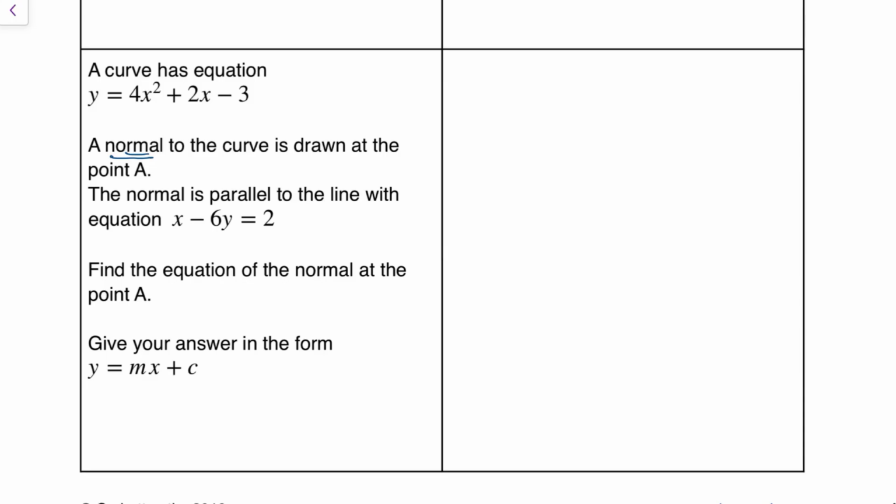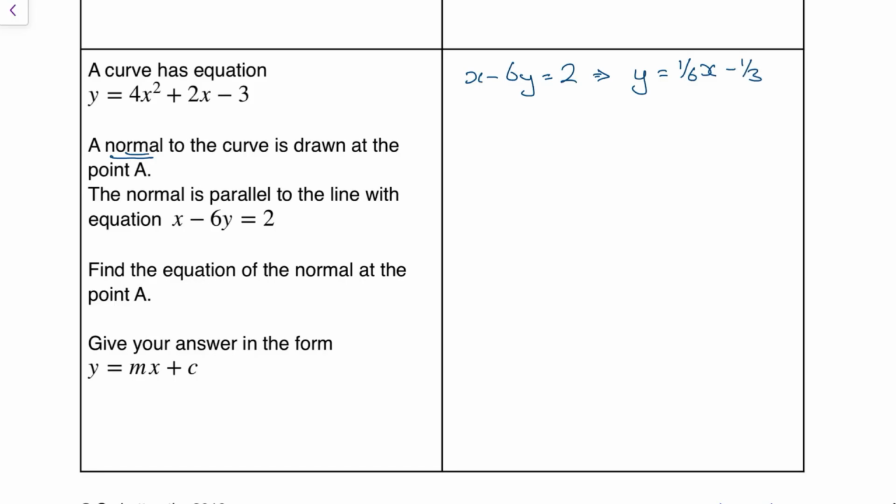Give your answer in the form given. Okay, clever. There are quite a few steps here. Not literally step 1, step 2, step 3, but let's do it in bits. So x minus 6y equals 2. I can rewrite as y. Again, all in one go, slightly dangerous, but I'm going to do it anyway. So y equals a sixth x minus 2 over 6, which is minus a third.